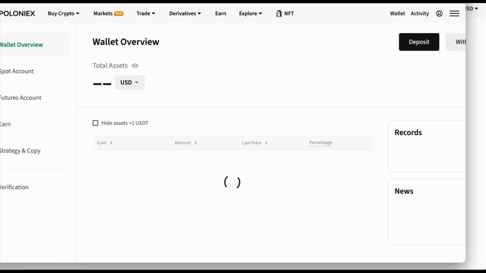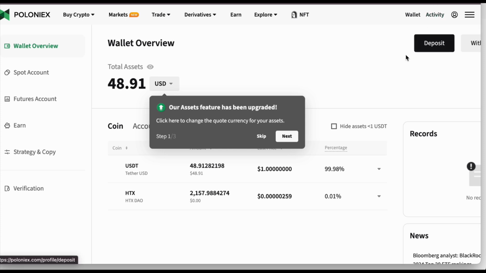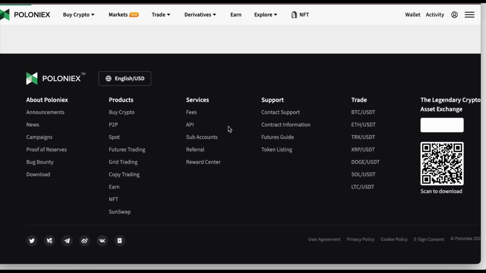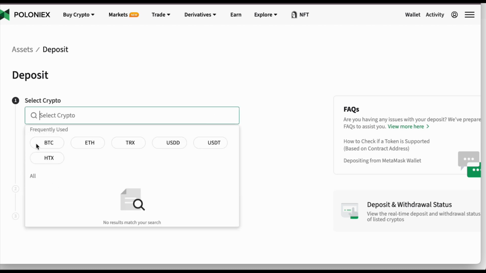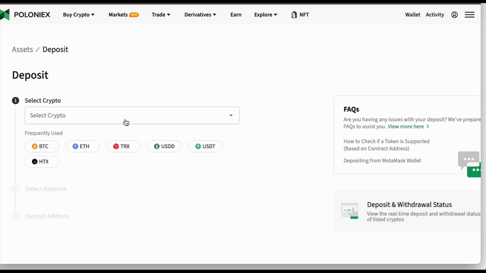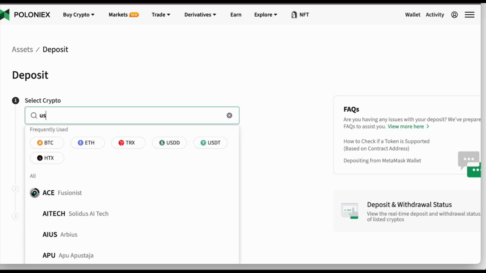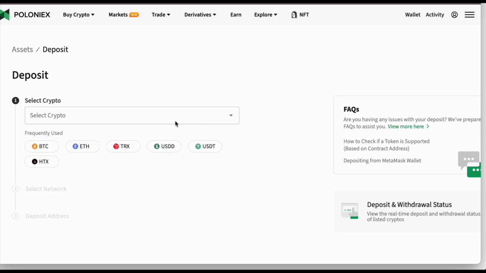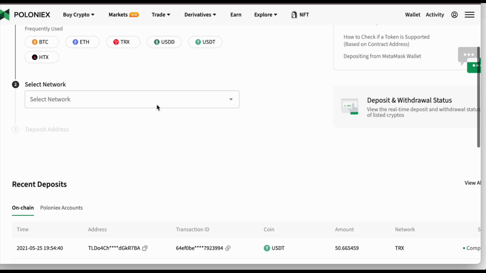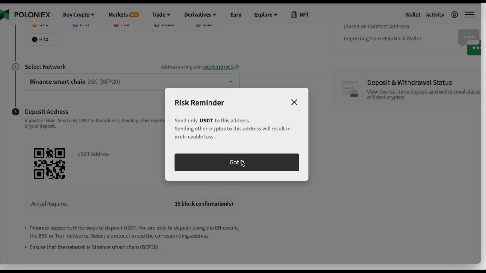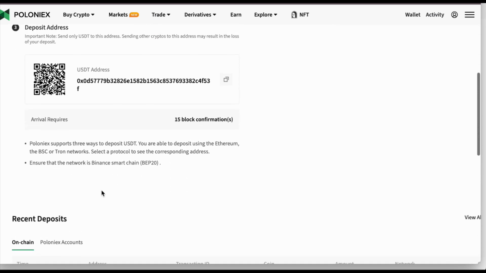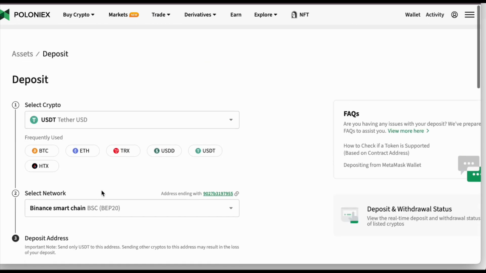So make a deposit. You click deposit and select your crypto. Select your crypto, any one, so USDT or USDC, the stable coin that you have. So when you deposit, select the network on the deposit, and copy the address, and then use it to receive the stable coins.